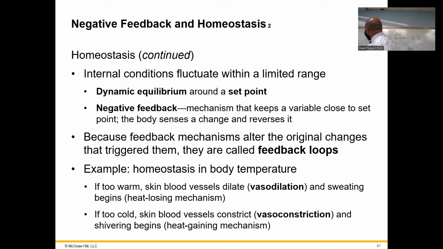You could have a drop in blood sugar and you secrete glucagon to increase blood sugar. Both are reversed. So the initial stimulus and the response, if they are in opposite directions, that's negative feedback. It doesn't mean always increase or always decrease. They just have to be the opposite.